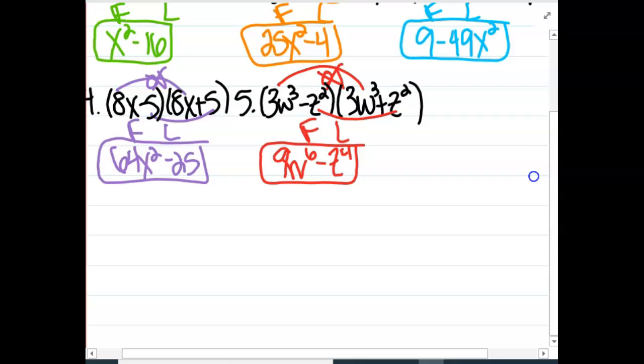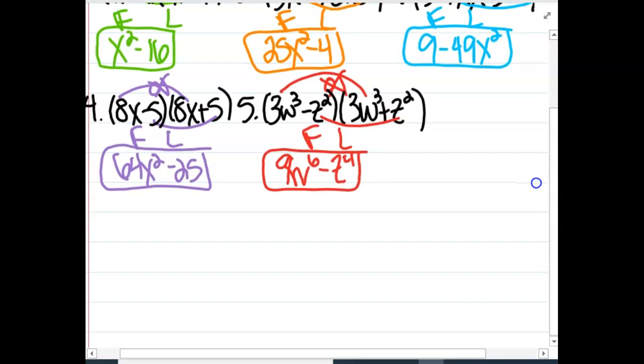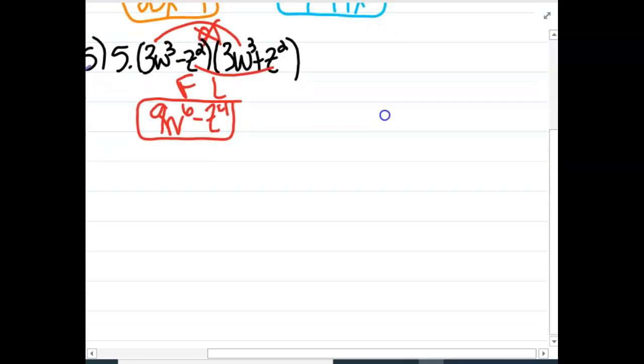So what's the sign in the middle going to be for your answer? Always going to be negative. It's always going to be subtraction, because part of the criteria is you have to be adding in one, subtracting the other, which means the last terms, you're always going to be multiplying a positive times a negative. So you should always have a subtraction sign for these ones.